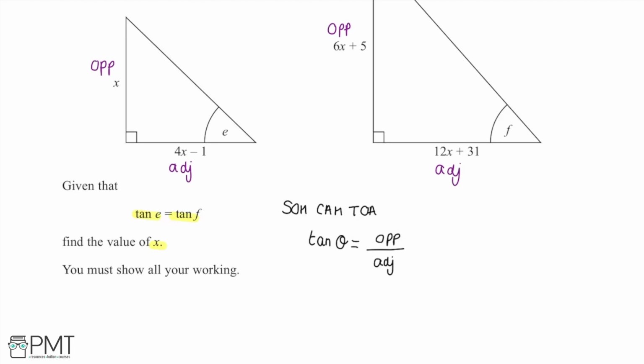Now what we can write out is tan of the angle E this time. So tan of E is the opposite over the adjacent. So tan of E is equal to x over 4x minus 1. And we can do tan of F as well, because that's what we're looking to find here, so we can get an equation in terms of x. So tan of F is the opposite over the adjacent, so 6x plus 5 divided by 12x plus 31.